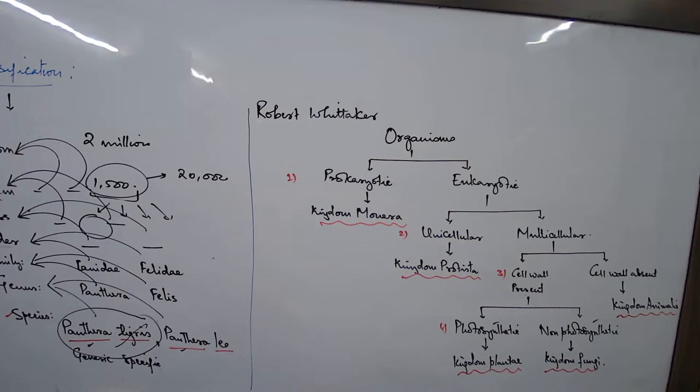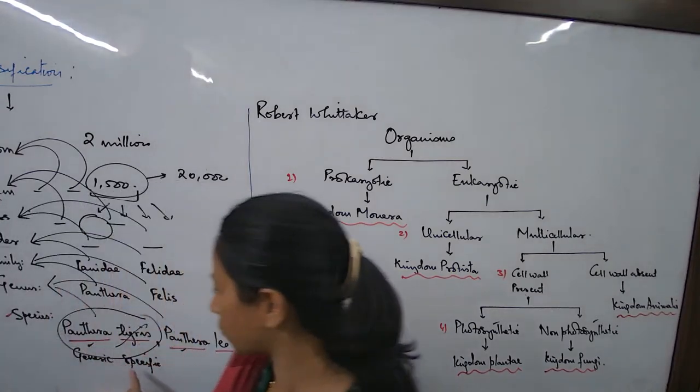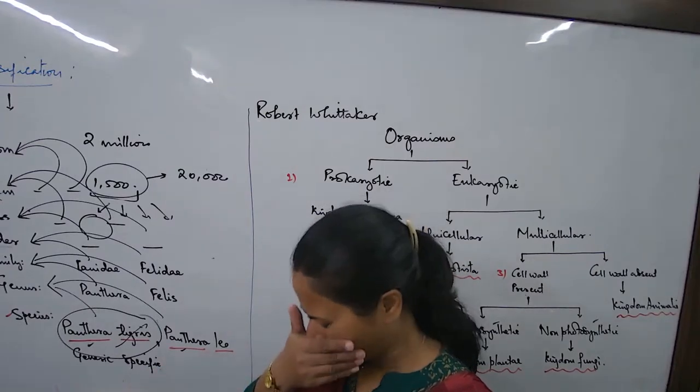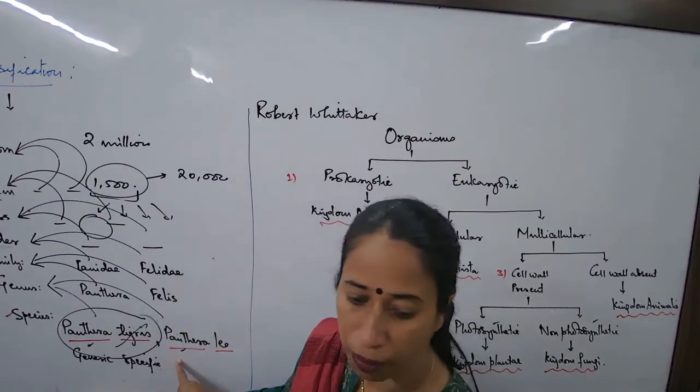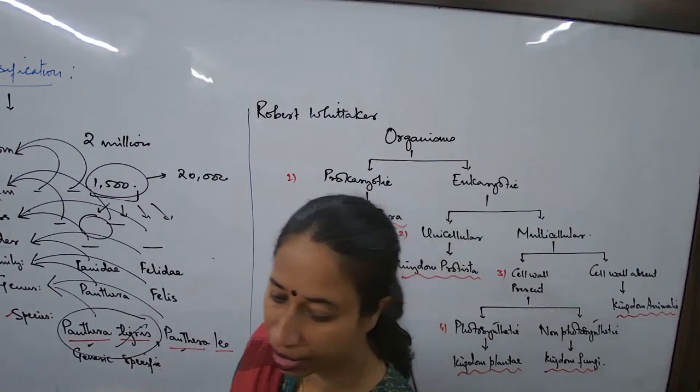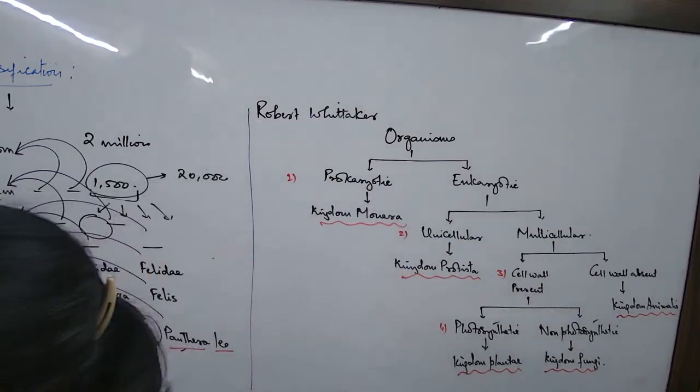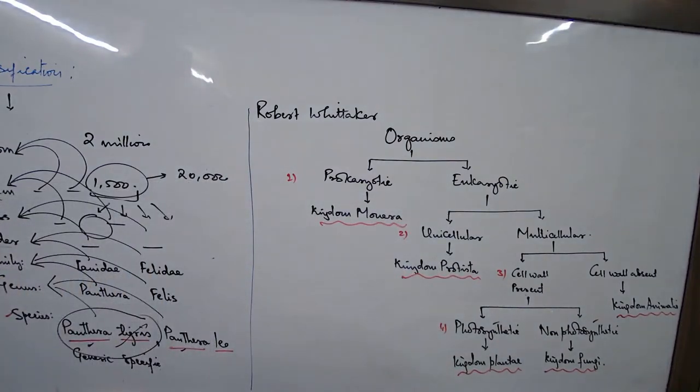I already asked you to remember 2, 3. These two also you have to take down. It is there in your book. Panthera tigris, Panthera leo is already there in your book. Underline this. Whenever you are asked to cite examples, you can cite 1 or 2 examples.